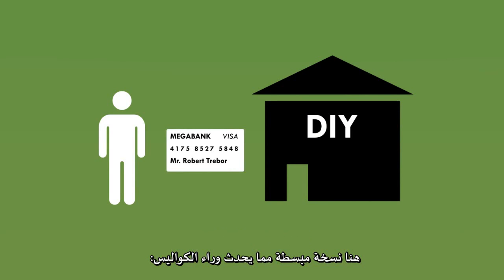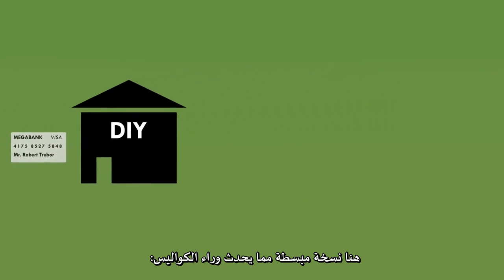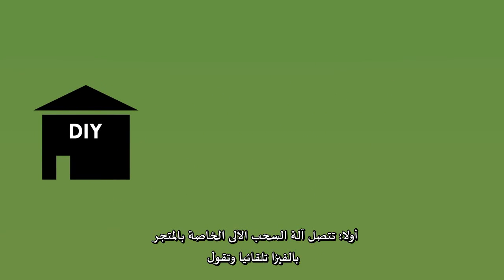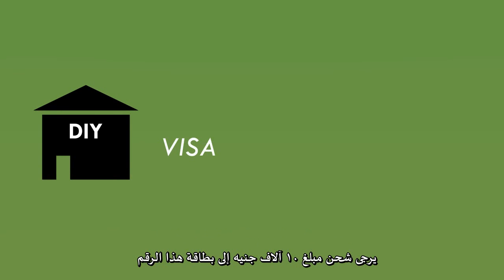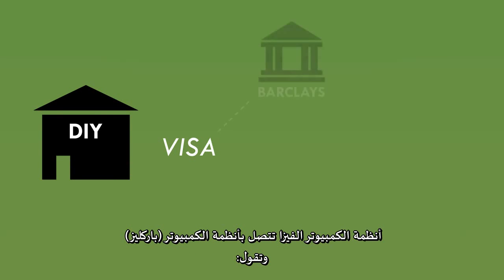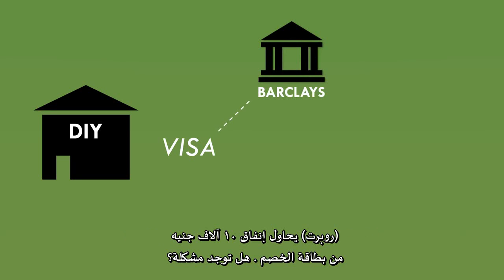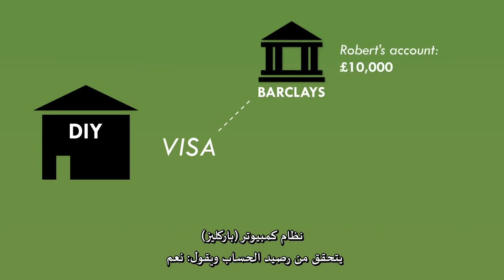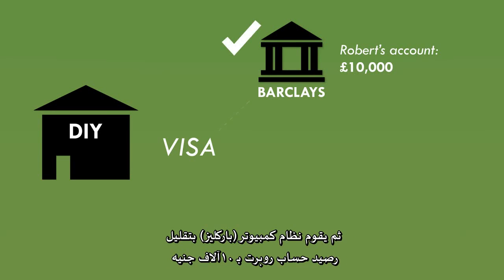Here's a simplified version of what happens behind the scenes. First, the DIY store's debit card machine automatically contacts Visa and says, "Please charge £10,000 to this card number." Visa's computer systems then dial up Barclays' computer systems and say, "Robert's trying to spend £10,000 on his debit card, is that okay?" Barclays' computer system checks the balance of the account and says yes. Barclays' computer system then reduces the balance of Robert's account by £10,000.